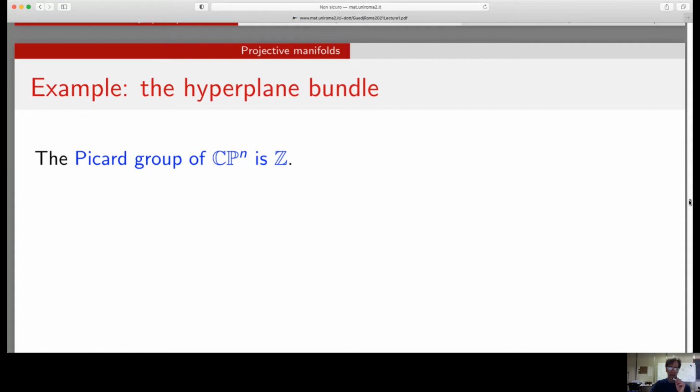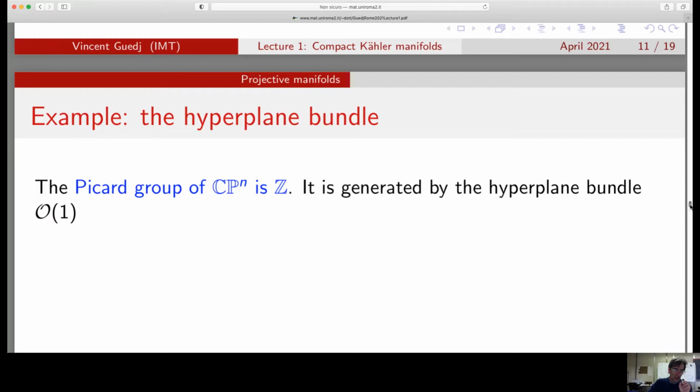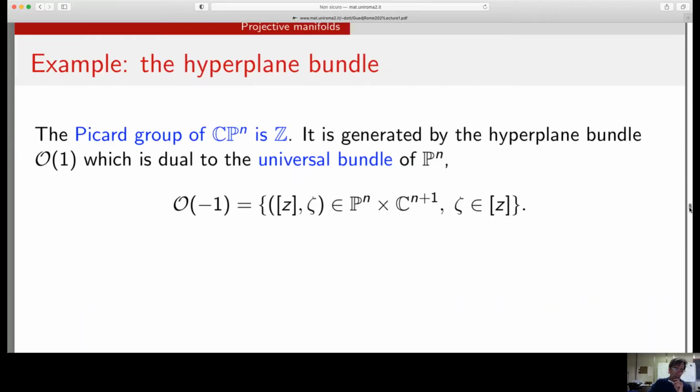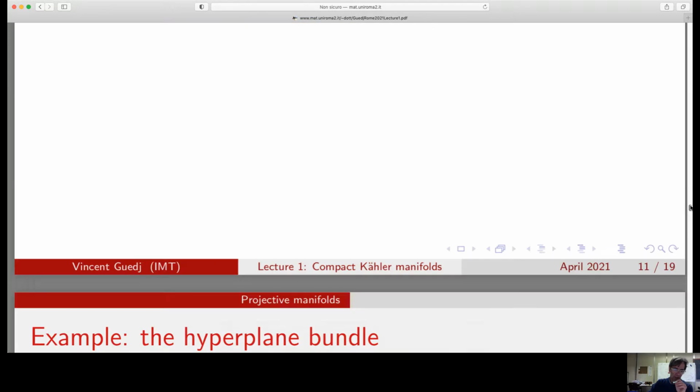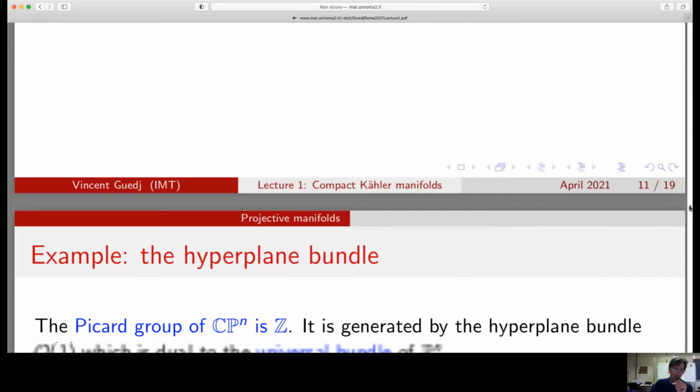One basic example is the so-called hyperplane bundle on CP^N, the complex projective space. Usually this is called O(1). We start from the dual of it, which is called O(-1), the tautological or universal bundle on P^N. What is a point in P^N? A point in P^N is a line in C^(n+1). So you associate to any point Z in P^N its line. So O(-1) is the set of pairs (Z, xi) where xi belongs to Z. The projection onto P^N gives you exactly the so-called tautological or universal bundle. The dual of this is denoted by O(1), and it's called the hyperplane bundle.